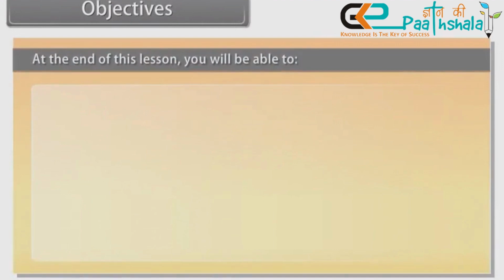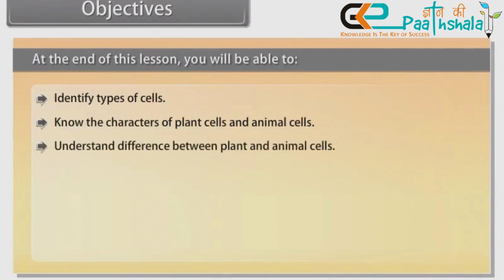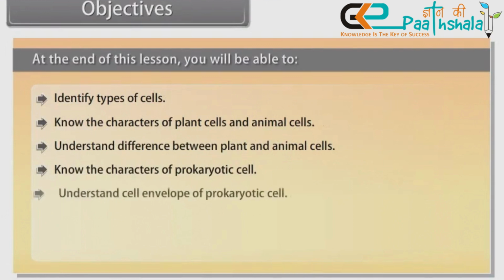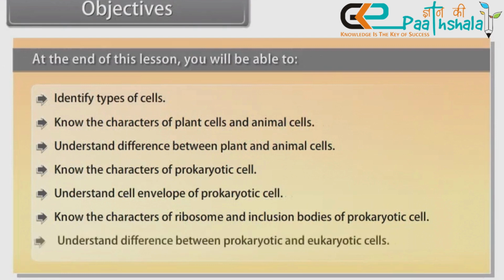Objectives. At the end of this lesson, you will be able to identify types of cells, know the characters of plant cells and animal cells, understand difference between plant and animal cells, know the characters of prokaryotic cell, understand cell envelope of prokaryotic cell, know the characters of ribosome and inclusion bodies of prokaryotic cell, understand difference between prokaryotic and eukaryotic cells.